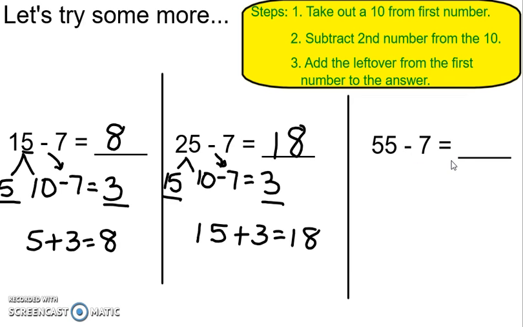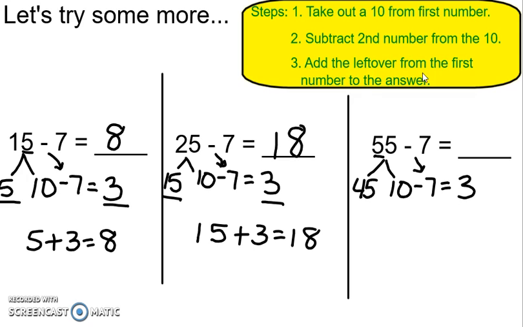55 minus 7. So step 1, we're going to take a 10 out of the first number. And if I take a 10 out of the number, the only thing that I'm really changing is this 10 is going to be one less. So if I take a 10 out, that would make 45 is what's left. Step 2, subtract the second number from the 10. So I'm going to bring down the minus 7 and subtract. So 10 minus 7 is 3.